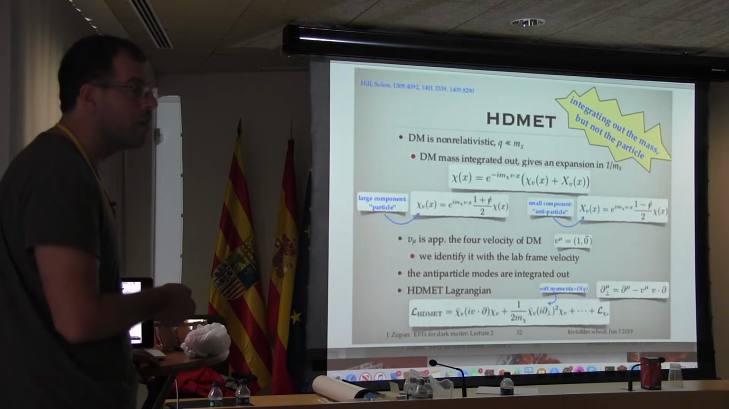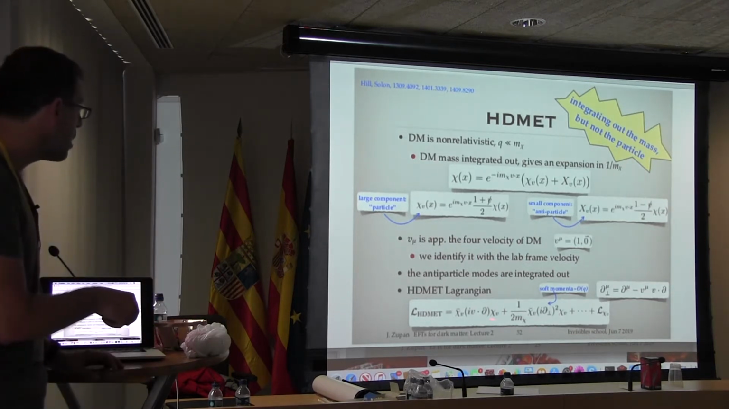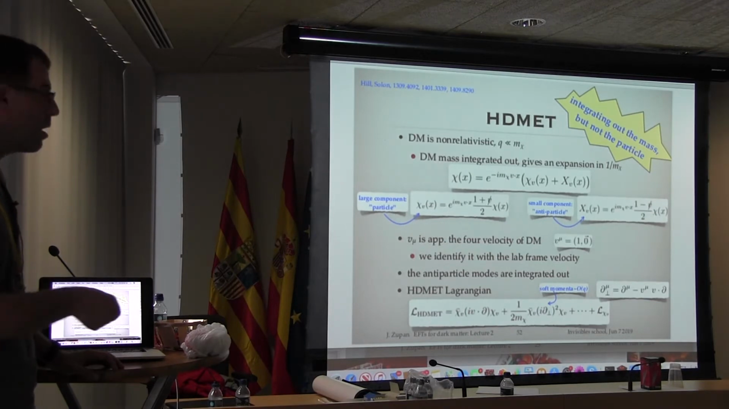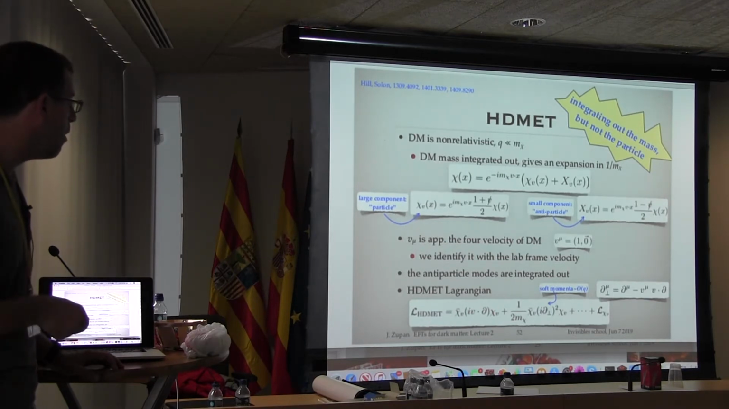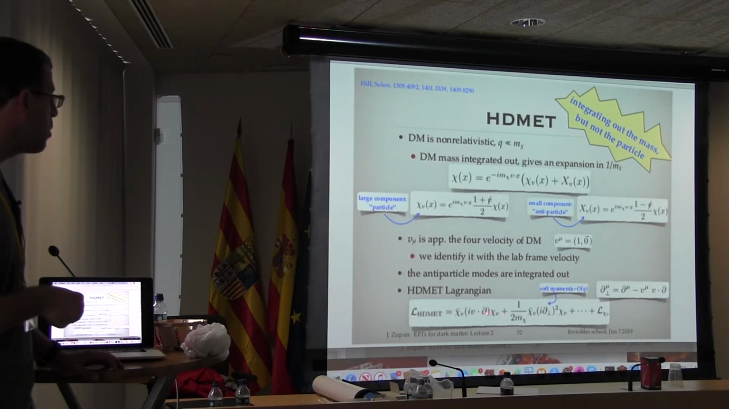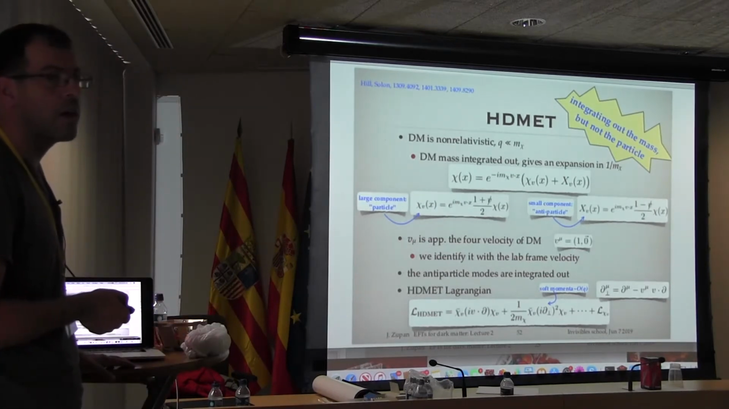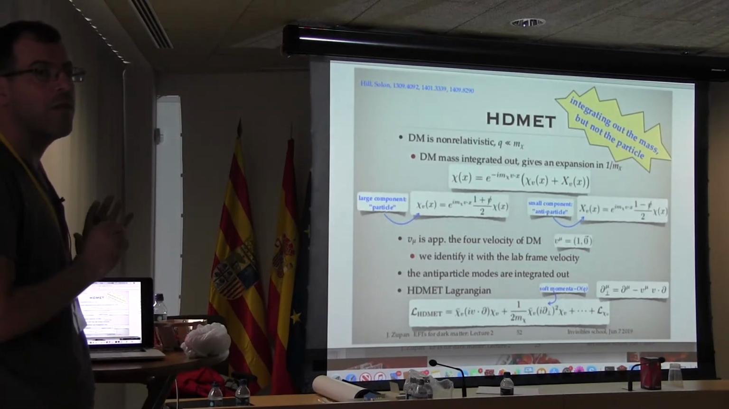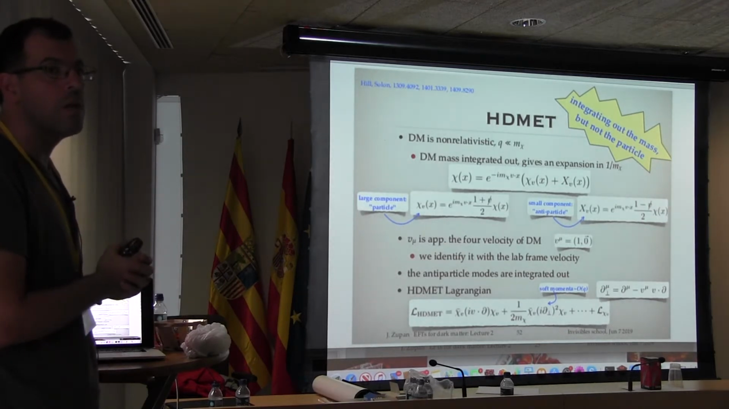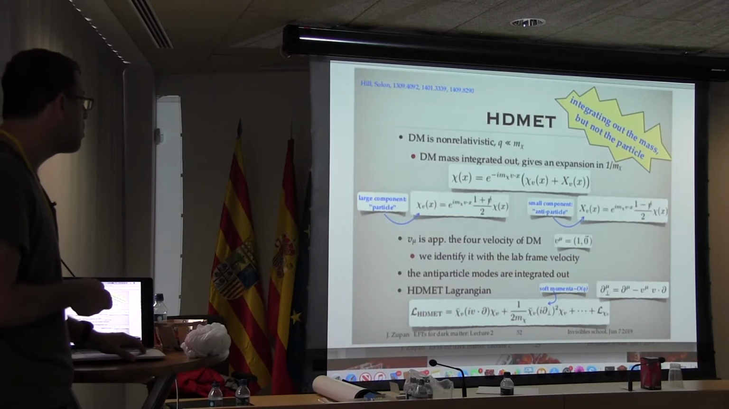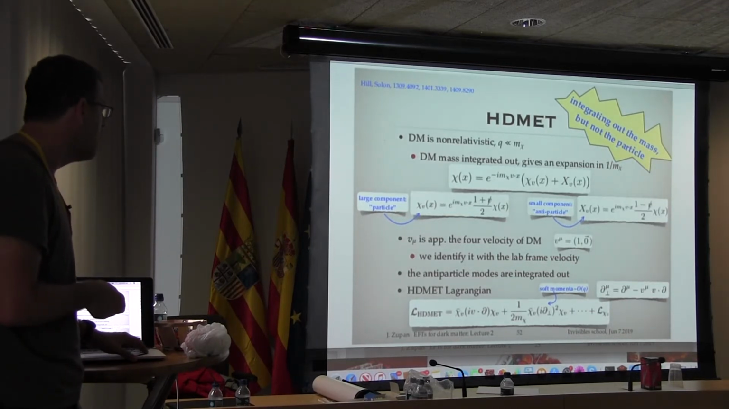So you see that this is a non-relativistic Lagrangian. It's a non-relativistic field. It would also be called non-relativistic dark matter. And all this comes from heavy quark effective theory, or NRQCD. It just borrows the formalism from the QCD and QED people and applies it to the heavy dark matter.